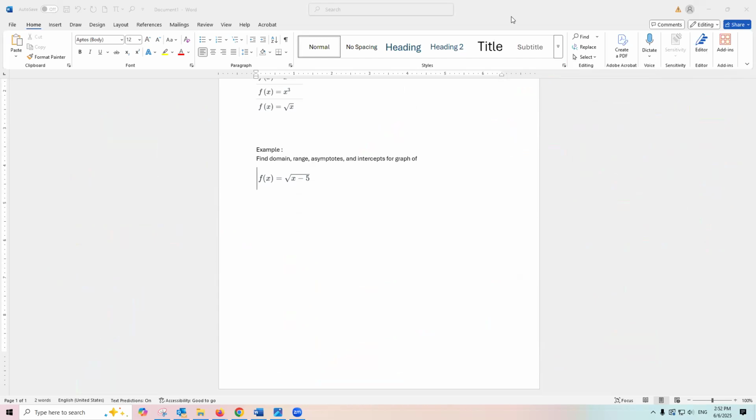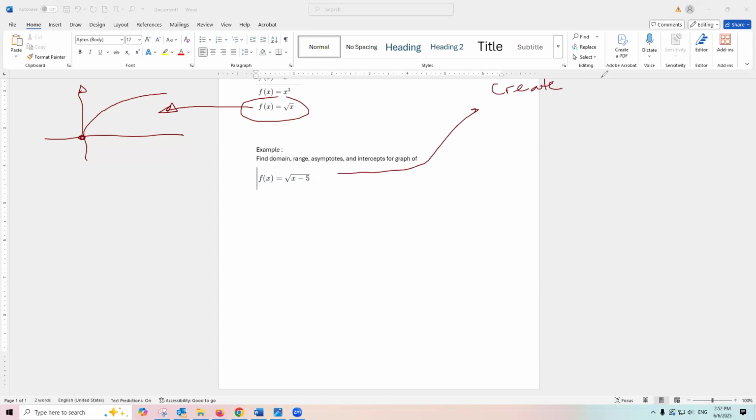Now, I just mentioned that the square root function has a shape something like this. But what can happen is these graphs can get shifted around a bit. For example, this graph might get shifted to the right, or shifted to the left, or shifted up, or shifted down. So how about if we make up an XY table? So let's create an XY table here.